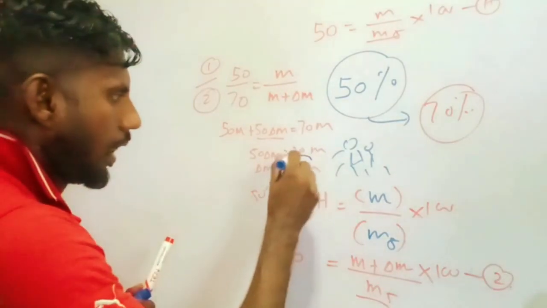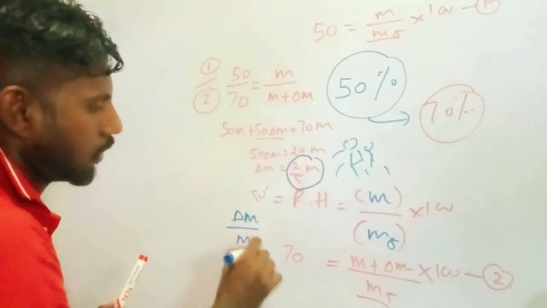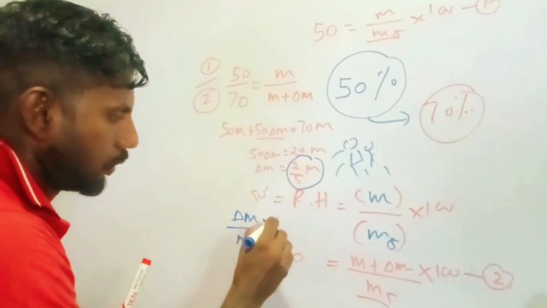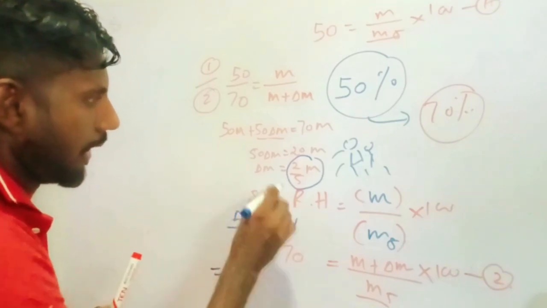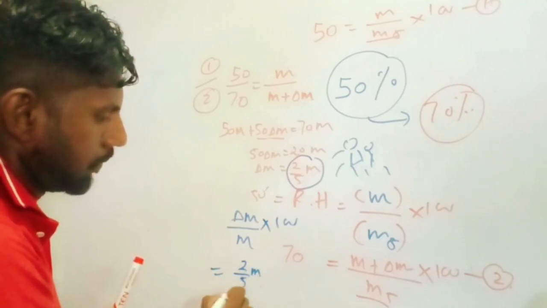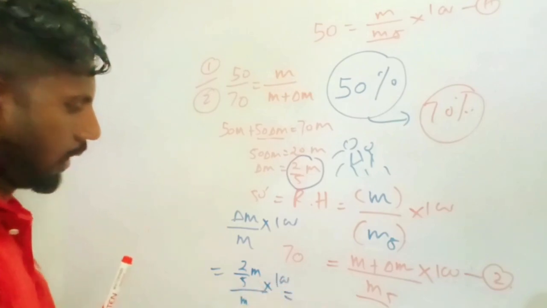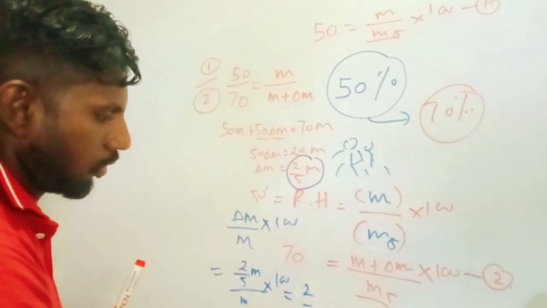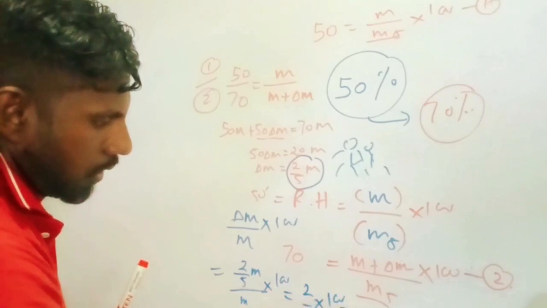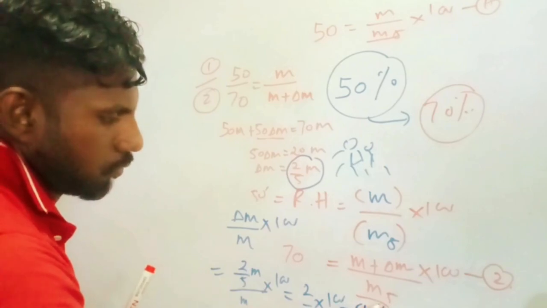So they are asking the percentage increment, right? Delta M divided by the original value mass M, so that into 100. So you get delta M as 2 over 5M divided by M into 100, right? M and M cancel out. 2 over 5 into 100. So 200 divided by 5, it's 40%.